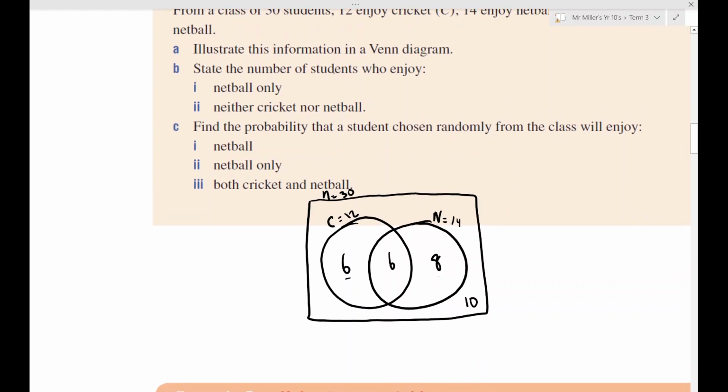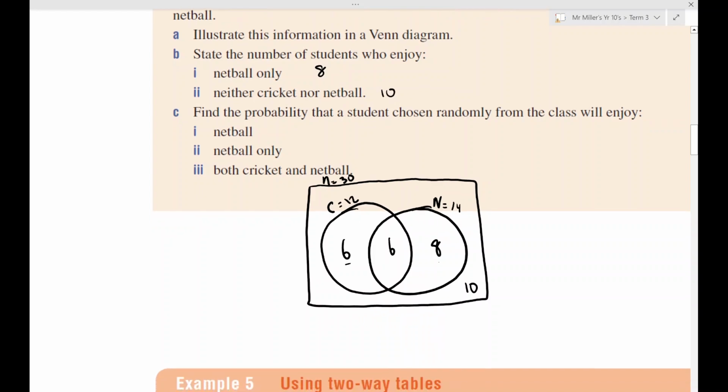State the number of students who enjoy netball only. That's going to be 8. Neither cricket nor netball. That's going to be 10. The probability that a student chosen randomly from class will enjoy netball. So people that enjoy netball is a total of 14 of them. So that will be 14 on a total of 30. So we'll leave that as 14 over 30.